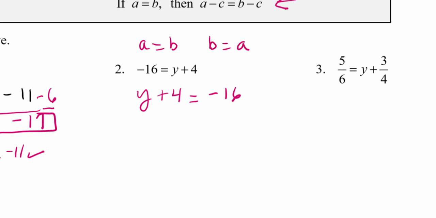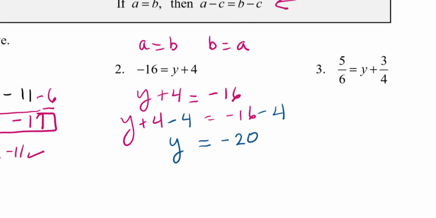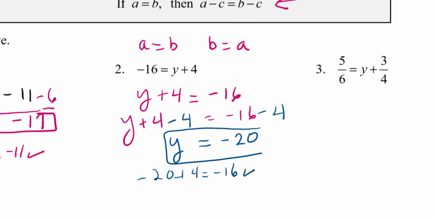Now we are going to go ahead and use our subtraction property of equality here, and we have y plus 4, and we're going to subtract 4 from both sides. That will isolate the y on its own on the left, and here we have negative 16 minus 4, which is a negative 20. And checking, negative 20 added to a positive 4, that does equal negative 16. So our solution is y equals negative 20.